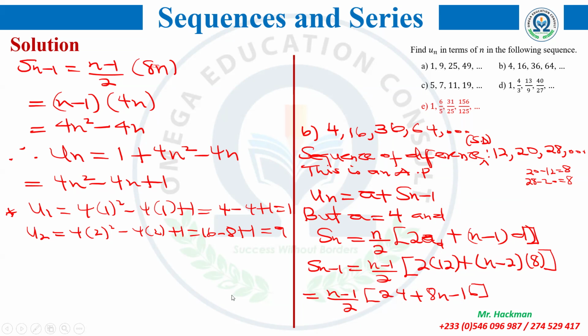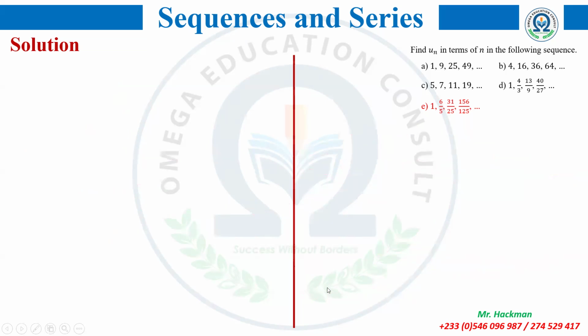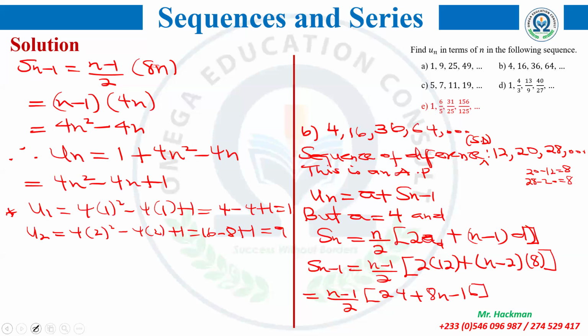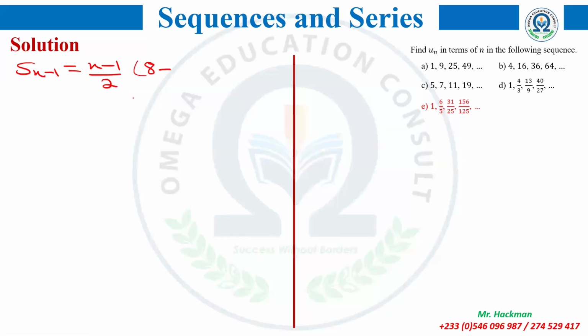Yes, please. So my next step, that's what I'm going to do. I write S sub n minus 1 is equal to (n minus 1) over 2. Then we said you will get what? 8, minus 8n or plus 8n? It's plus. Okay, so plus 8n. Is that clear?